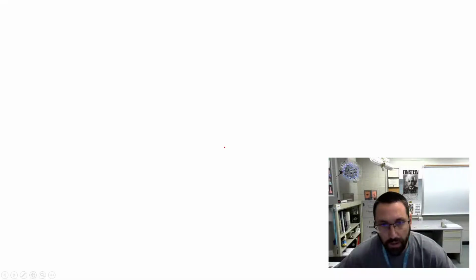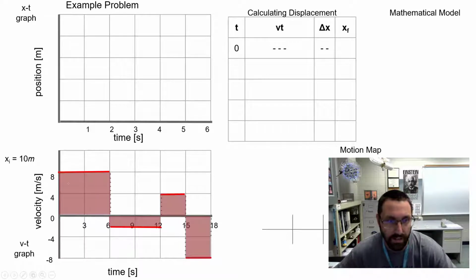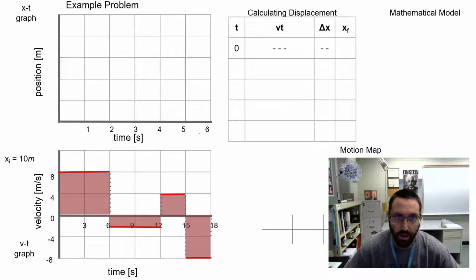The next problem that we're going to look at is how do you get a position-time graph? If you start with the velocity time graph, how do you figure out the other things? One thing that's important is you need to have an initial time or initial position.